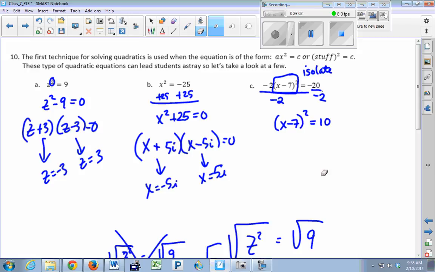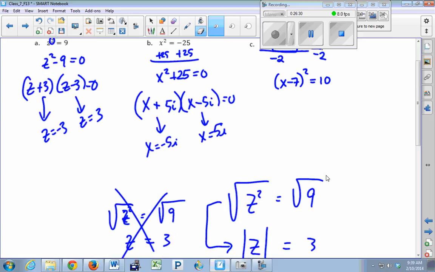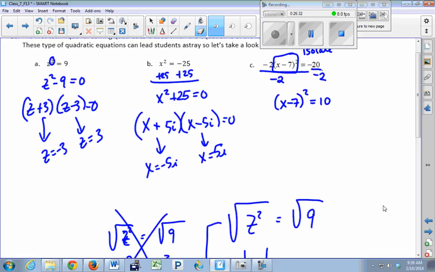Okay, so what do most students do? They multiply that all out. x minus 7 squared, x squared minus 14x plus 49 equals 10. They subtract. They do all this work. This isn't any different than this. You have something squared. So to undo it, you can use this property we just discovered, the square root of both sides.